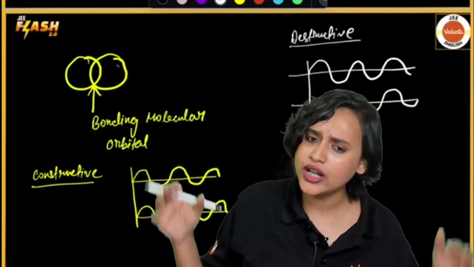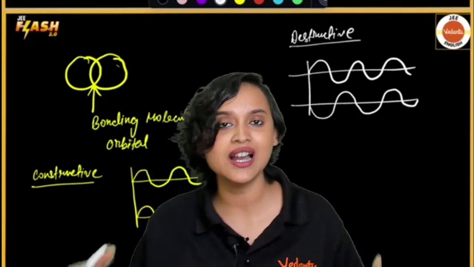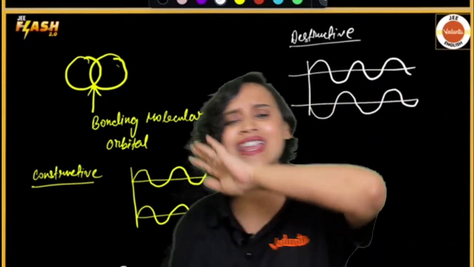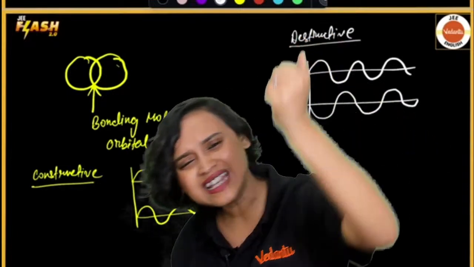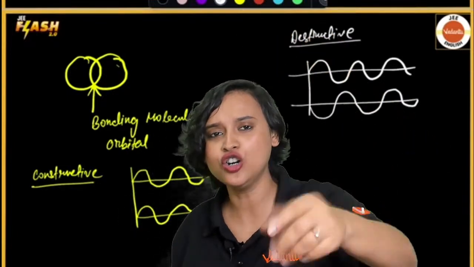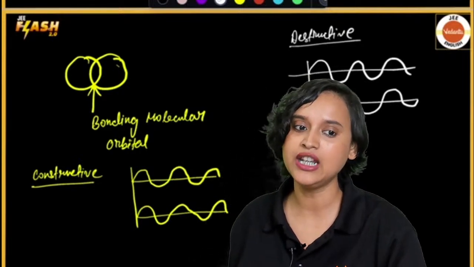Now obviously, the molecular orbital theory that we are studying right now depends on the same things that we have read about: Pauli's, Hund's and Aufbau. These 3 principles are what we follow for our molecular orbital theory. Do you understand?